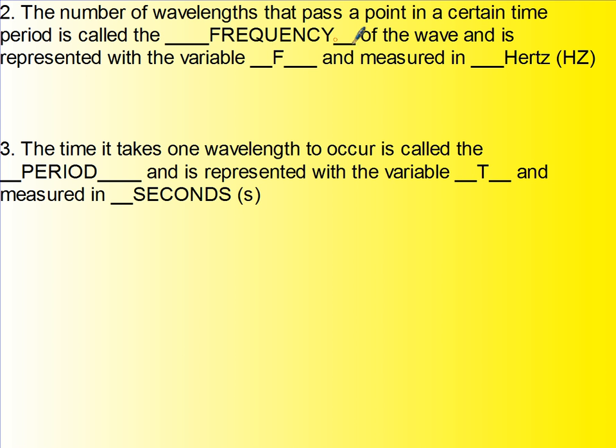The number of wavelengths that pass a point in a certain time, well, that's the frequency. And it's represented with F, and we measure it in hertz. While the time it takes one wavelength to occur is a period. And we use that as a capital T, and we measure the period in seconds.